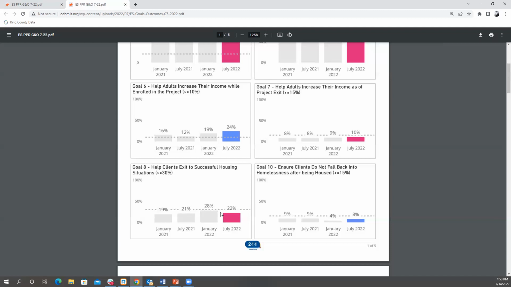And then goal 10, we're looking at clients that exited to permanent housing situations and then later returned to the HMIS system in a homeless project. And this one, we also have been consistently meeting the threshold over the past couple of years. The threshold is less than or equal to 15%. And so for this threshold, I would recommend that we change it to less than or equal to 10%, which the project type is still meeting over the past 2 years, even during the pandemic.